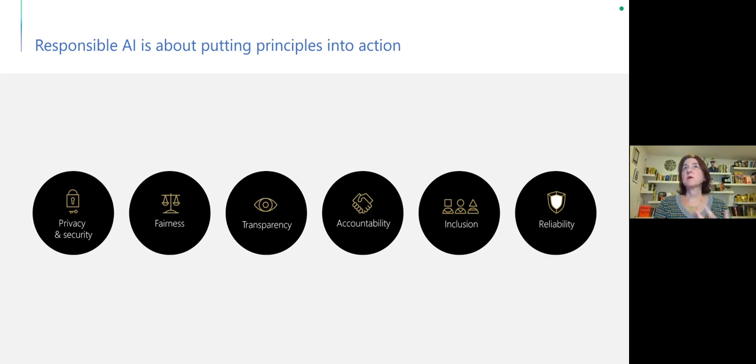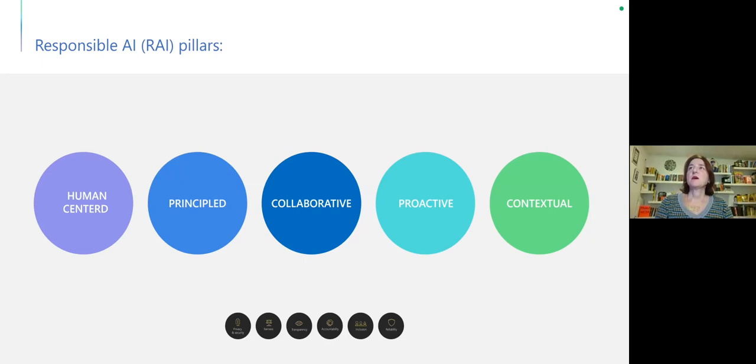And when you are practicing responsible AI, it's not enough to have those principles in mind. You really want to put them into action. The responsible AI pillars are that they are human-centered, they're principled, we talked about that, and collaborative. So these are different disciplines, different perspectives working together. It's proactive. We don't wait until something happens. We really try to find out about these things beforehand and make sure that we are delivering something that is more positive than negative to the world.